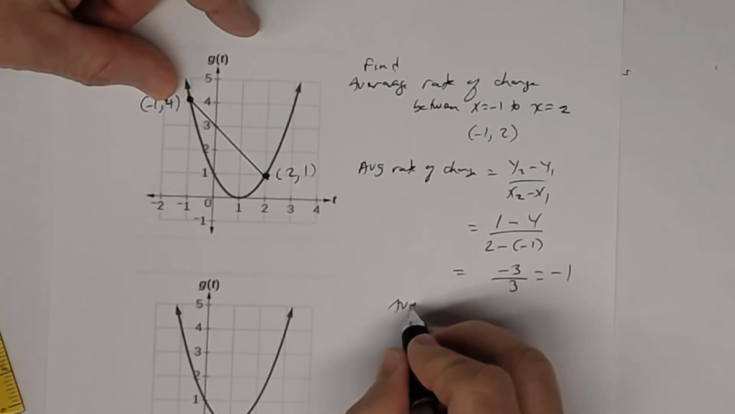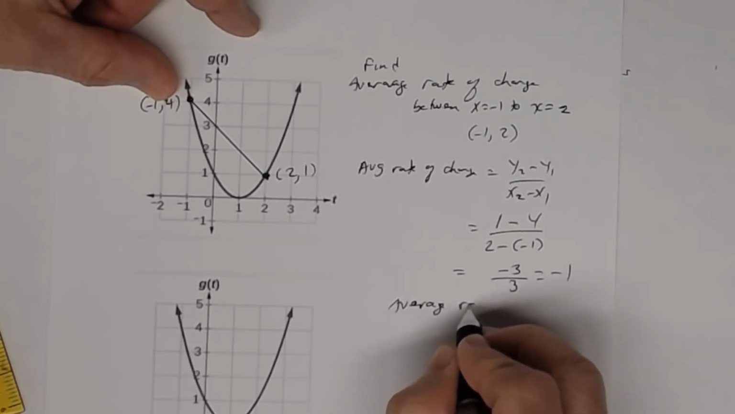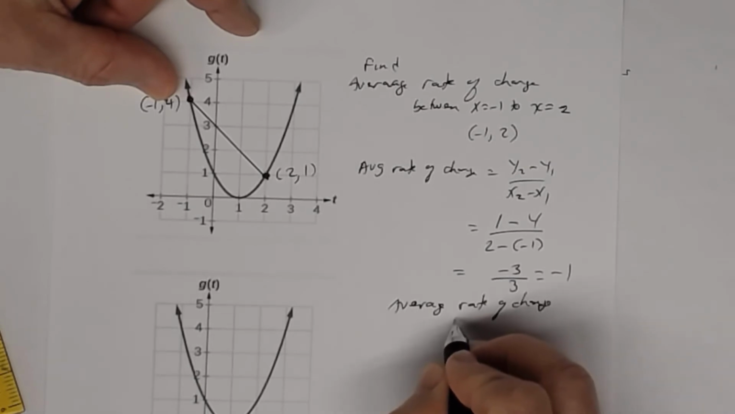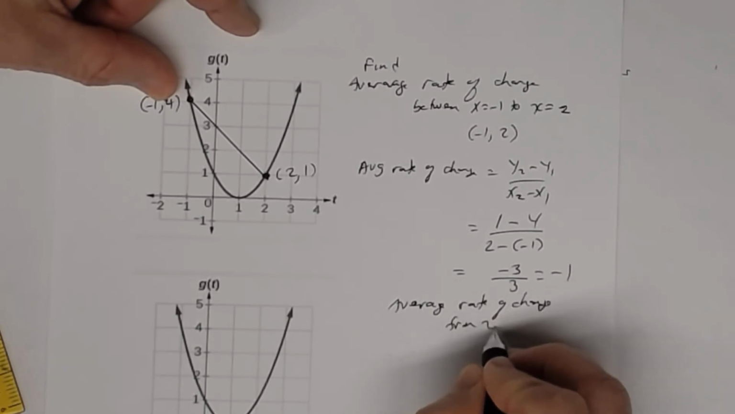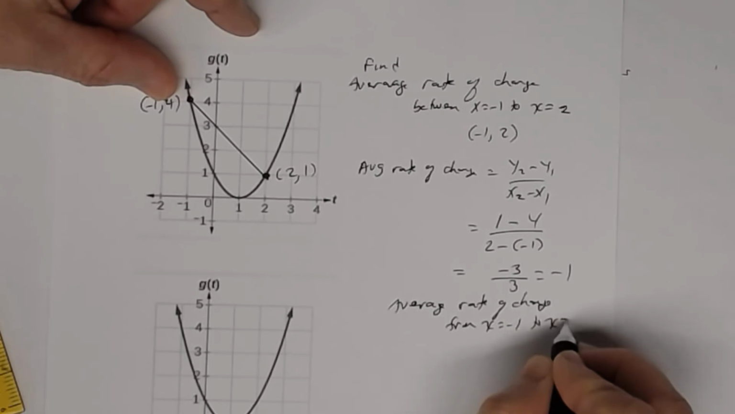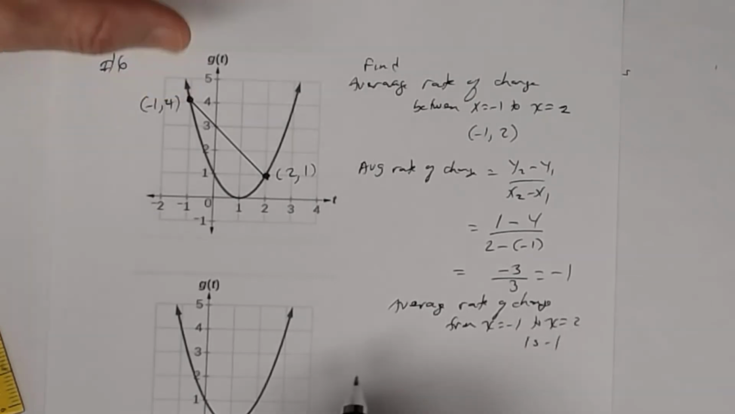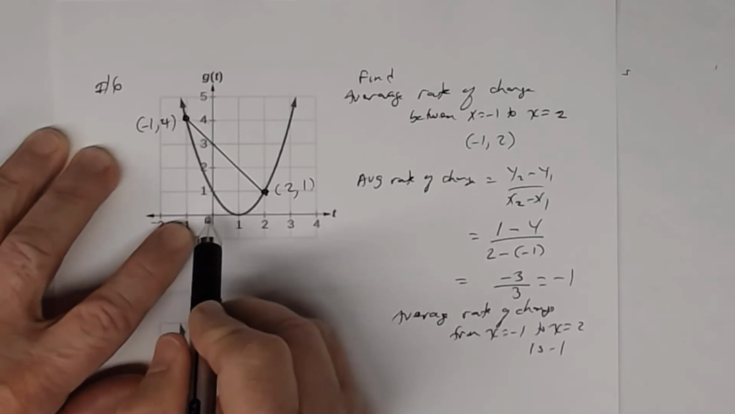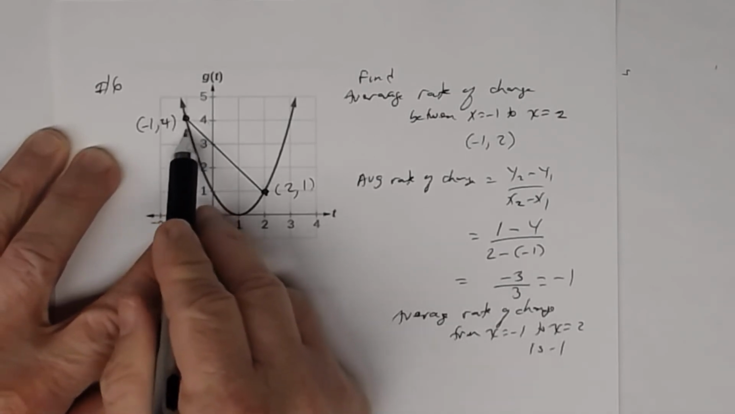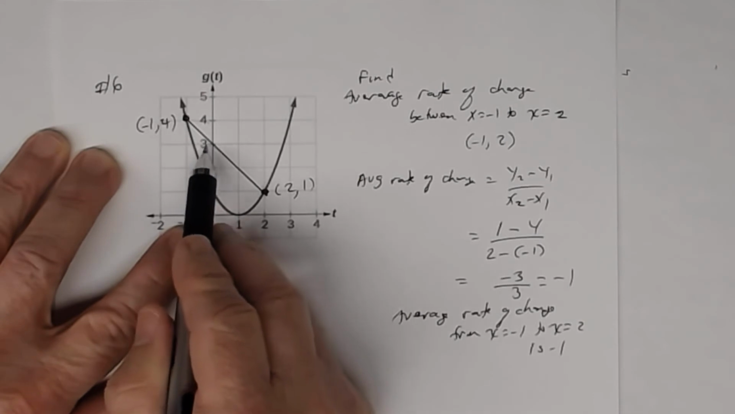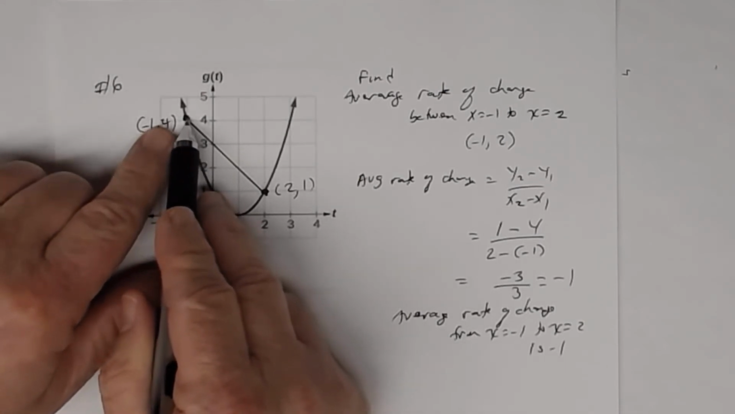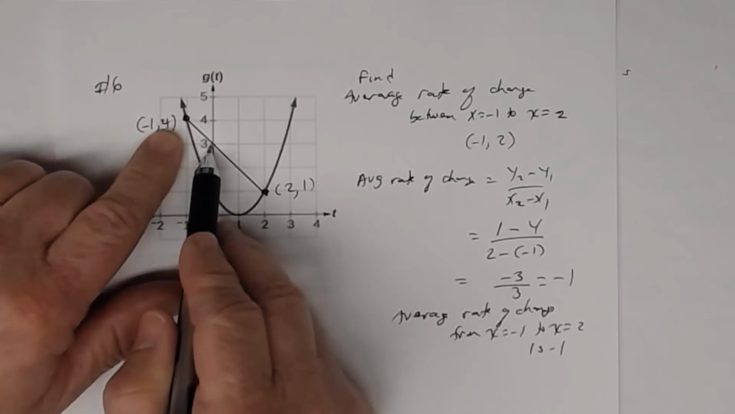So the average rate of change from x equal negative 1 to x equal 2 is negative 1. What does that mean? That means that when I go from negative 1 to 0, my y value is decreasing by 1. And it makes sense, because look, I went from a y value of 4 to a y value of 3. What's 4 minus 3? 1.